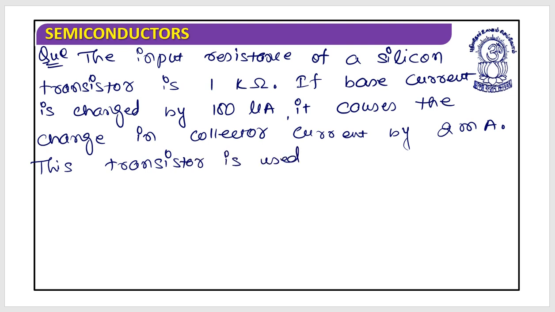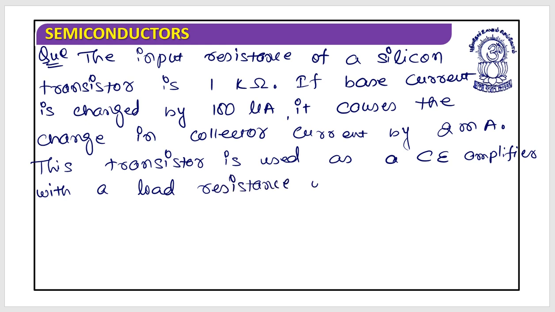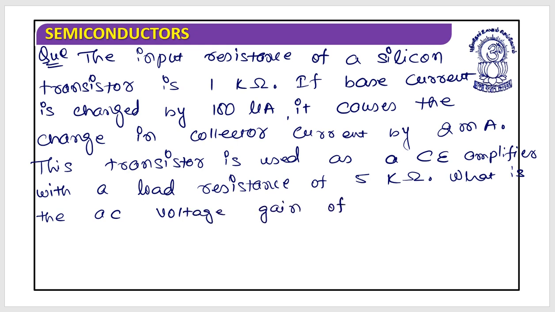This transistor is used as a CE common emitter amplifier with a load resistance of 5 kilo ohm. What is the AC voltage gain of the amplifier? How will you do this?